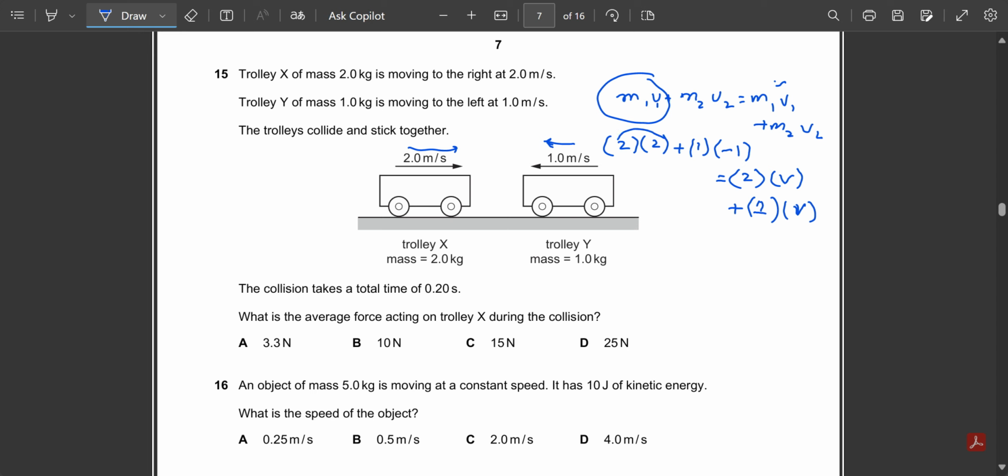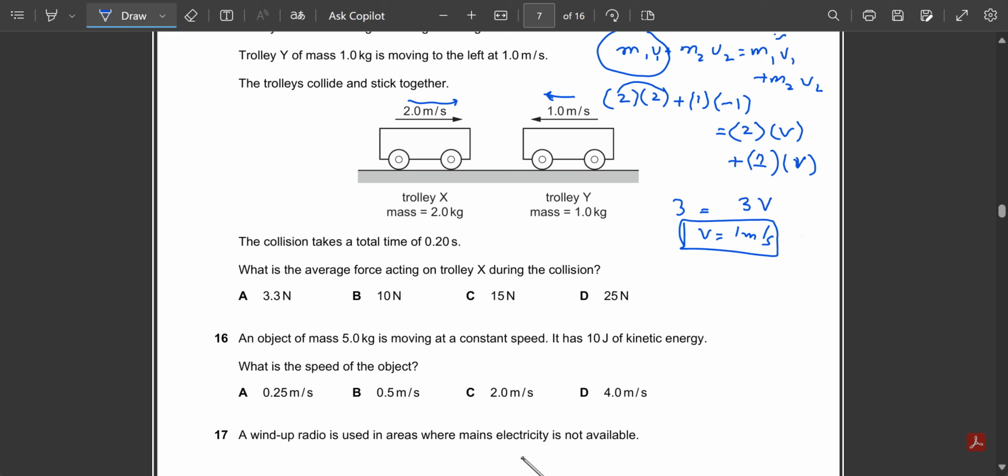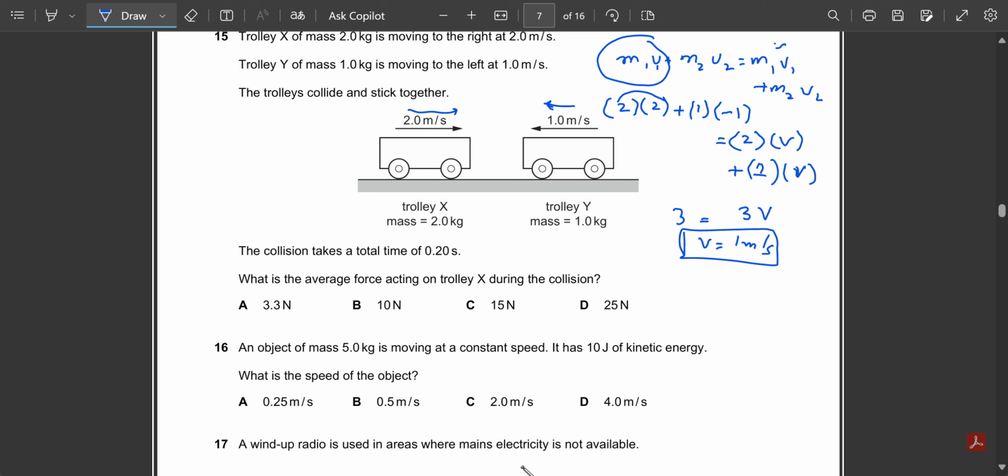So 2 times 2 is 4, minus 1, and when you add them together, this is 3V. V is equal to 1 meter per second. So now they are together moving at the speed of 1 meter per second. It means this X has reduced its speed from 2 to 1.